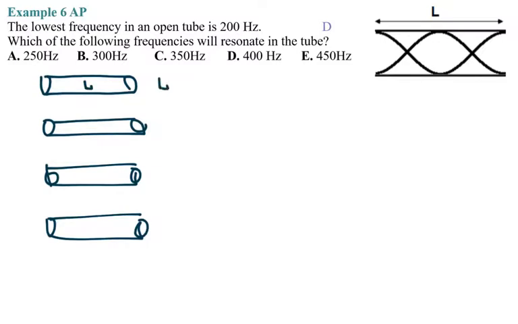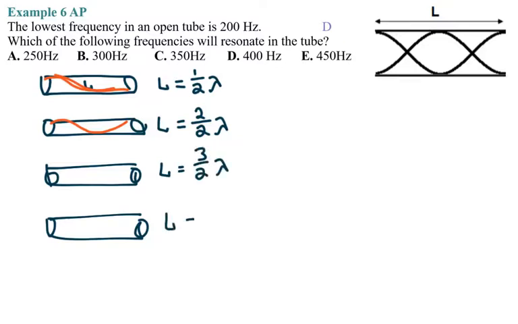So in this case, L is equal to 1/2 lambda, with both sides open, right? In this case, L is equal to 2/2 lambda. And the next one is going to be 3/2 lambda. And the next one is going to be 4/2 lambda. And the frequency is equal to, let's write the lambdas first.